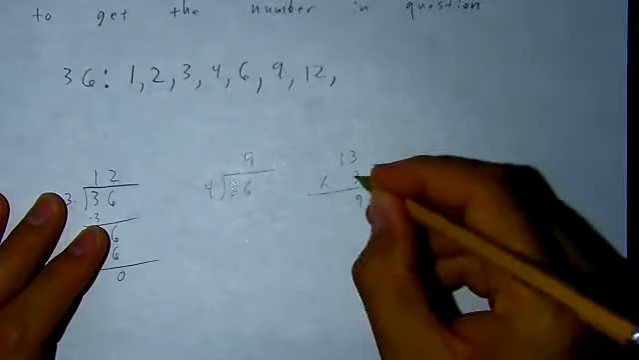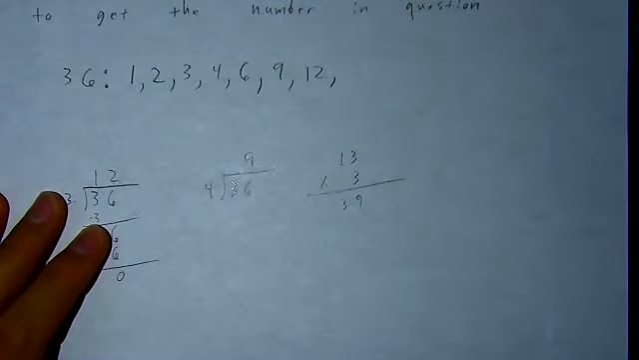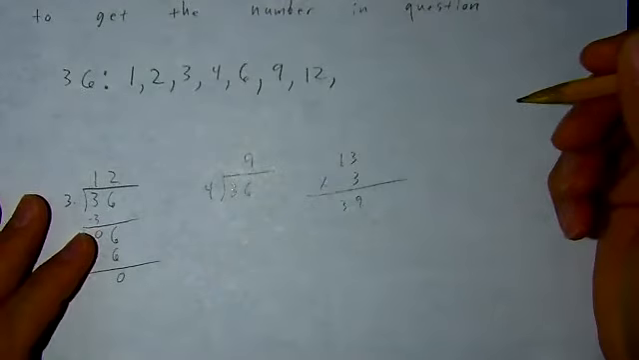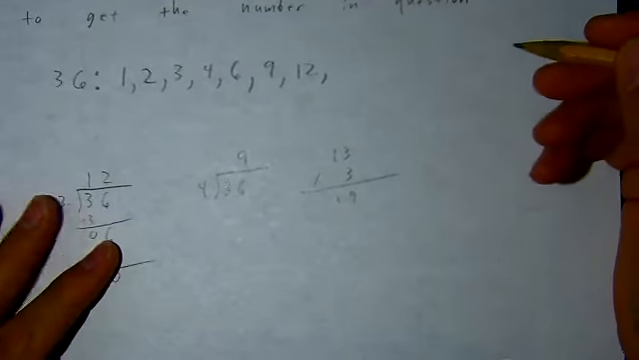3 times 3 is 9. 3 times 1 is 3. So 39 is not 36. So I know that 13 will not go into 36. 14, you can do the same thing, but I know 14 won't. 15 won't. 16 won't. 17 won't.